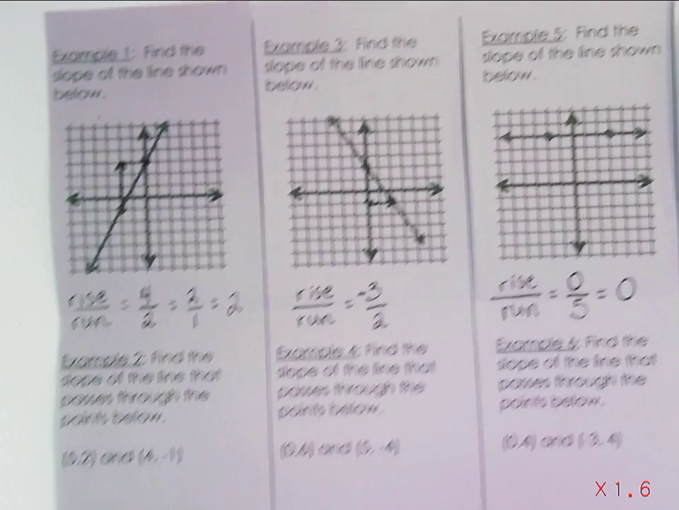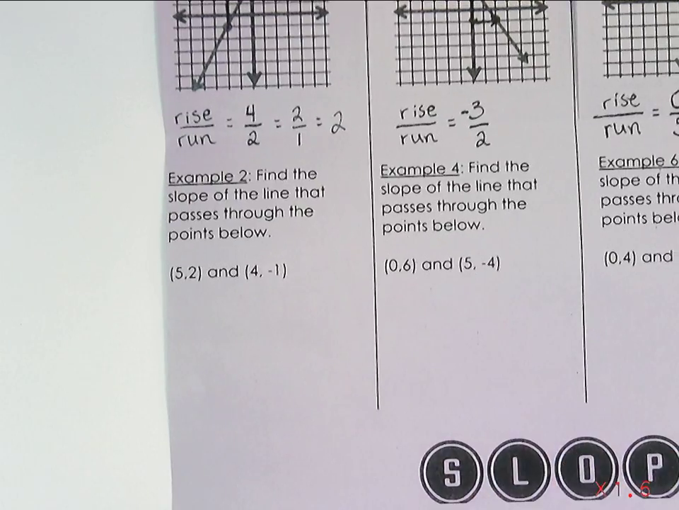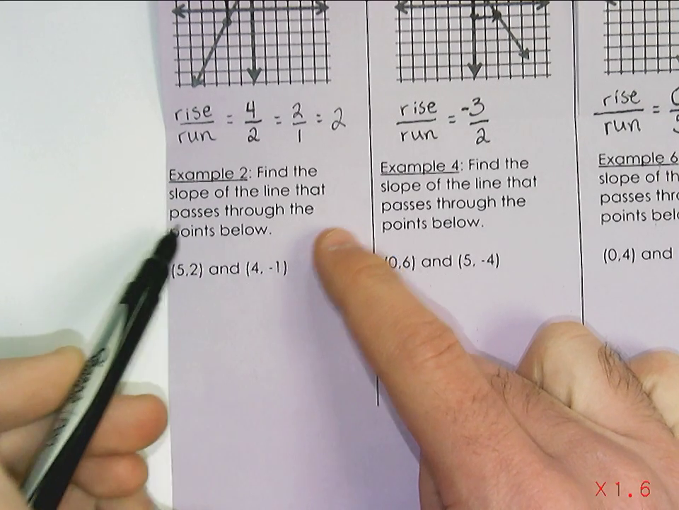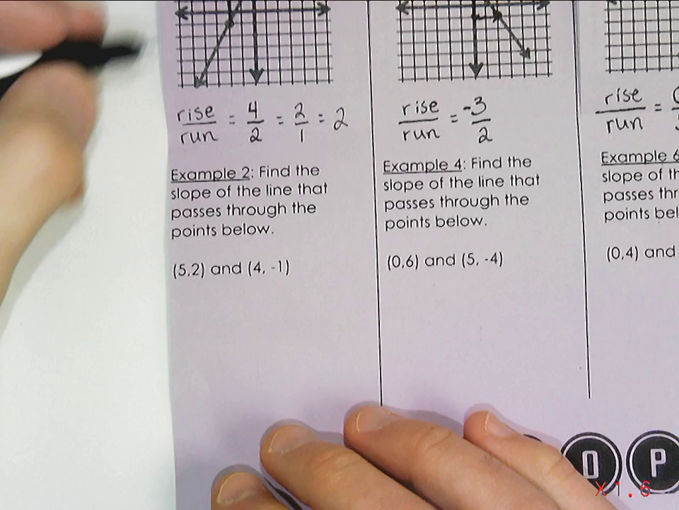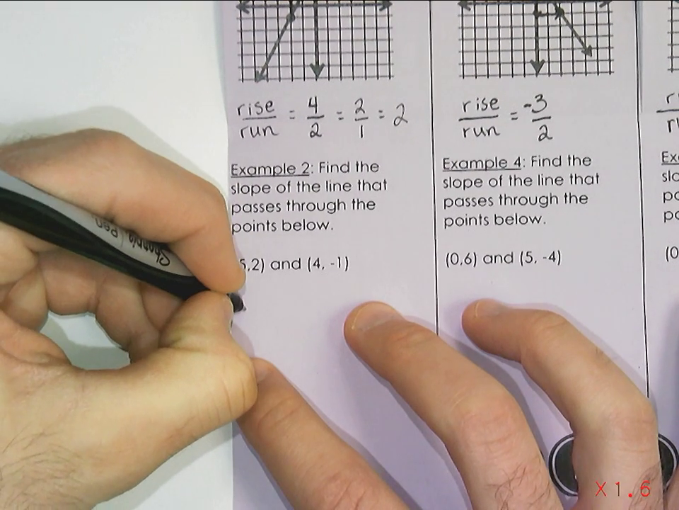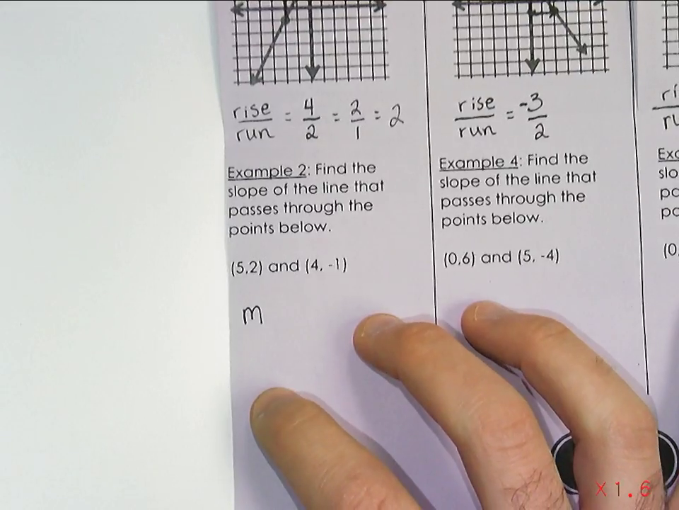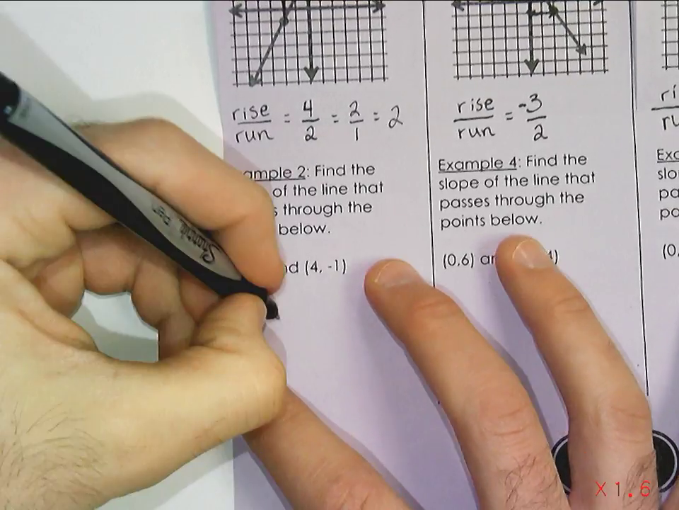So then, let's move into another way of finding slope. Let's say we're not given a graph, but we're given 2 points that are on the line. So example 2 here says, find the slope of the line that passes through the points below. Well, there's a special equation that we have to use here, and I will write that down. So m, that is the variable that's used for slope. I don't know why they use m, they just use it.